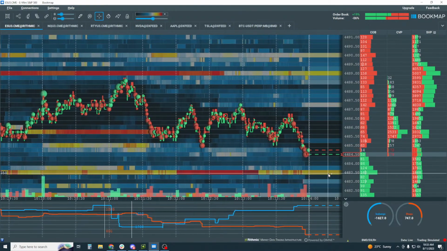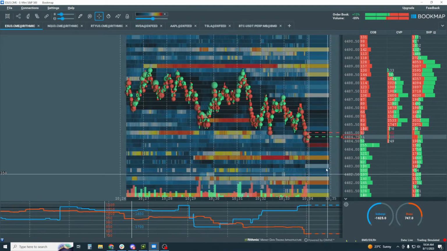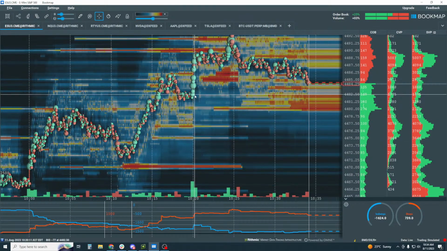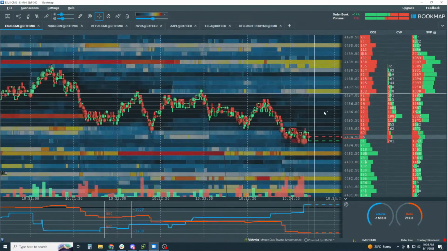Okay, sellers, let's see you drop it down to 83.50. Maybe let's take a look here. Maybe we can get down into like 82.50 or even like 82 here. Okay.